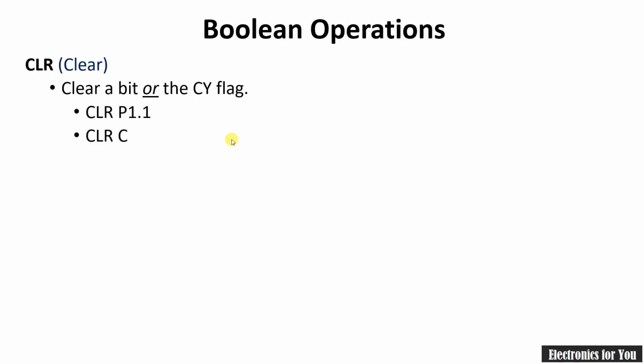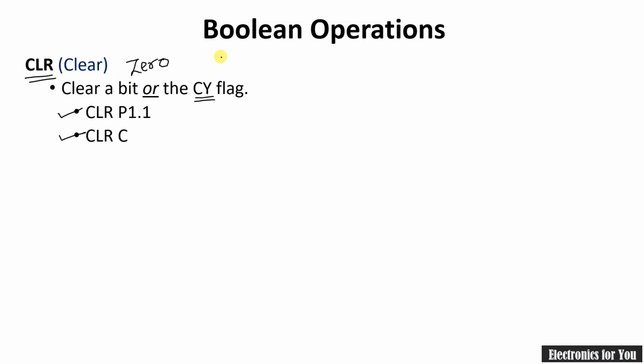The first one is CLR, that is clear. Clear literally means 0. Now there are two types of clear instruction. One is CLR C, that is clear the carry flag, where the CY flag is written here. Then another one is CLR, and we can write any bit.